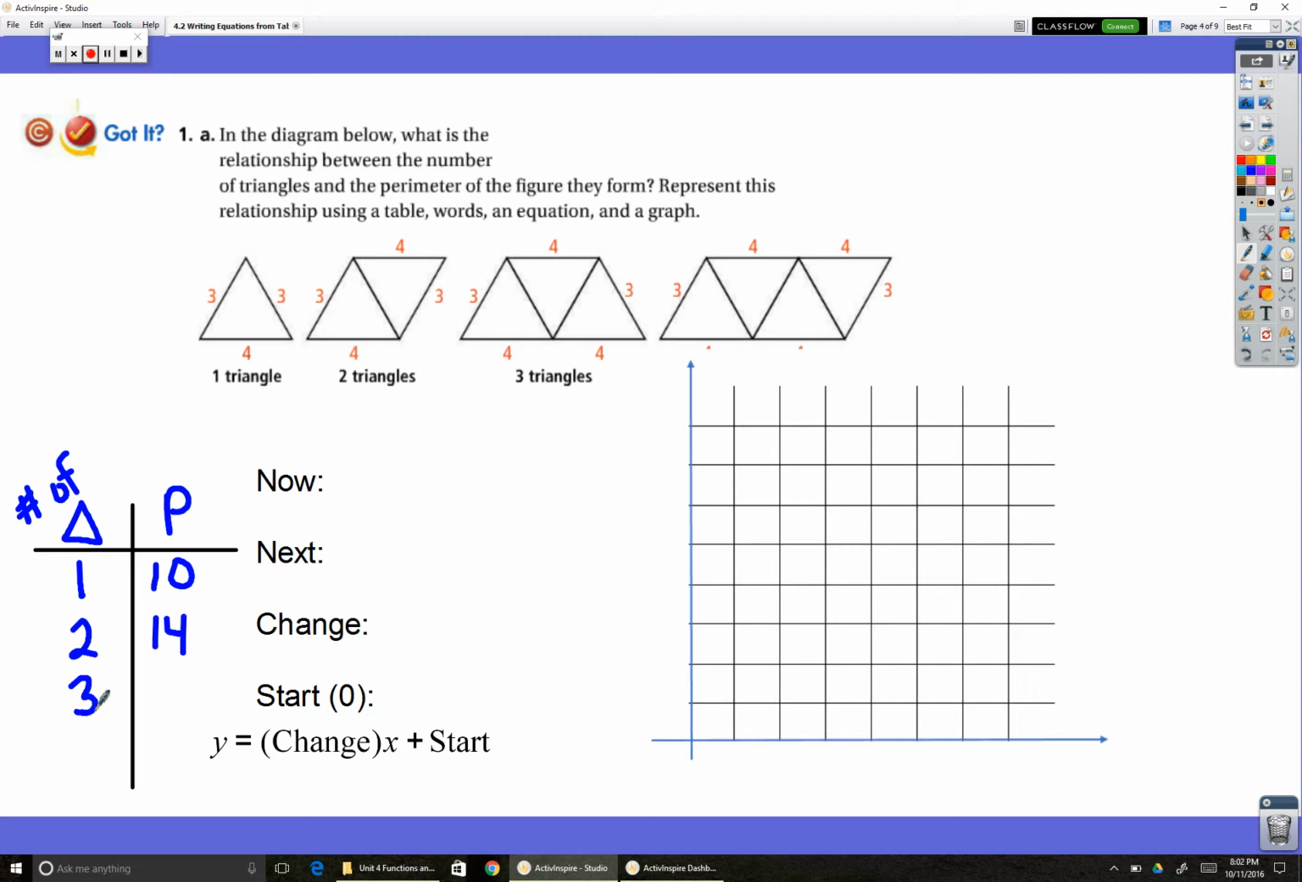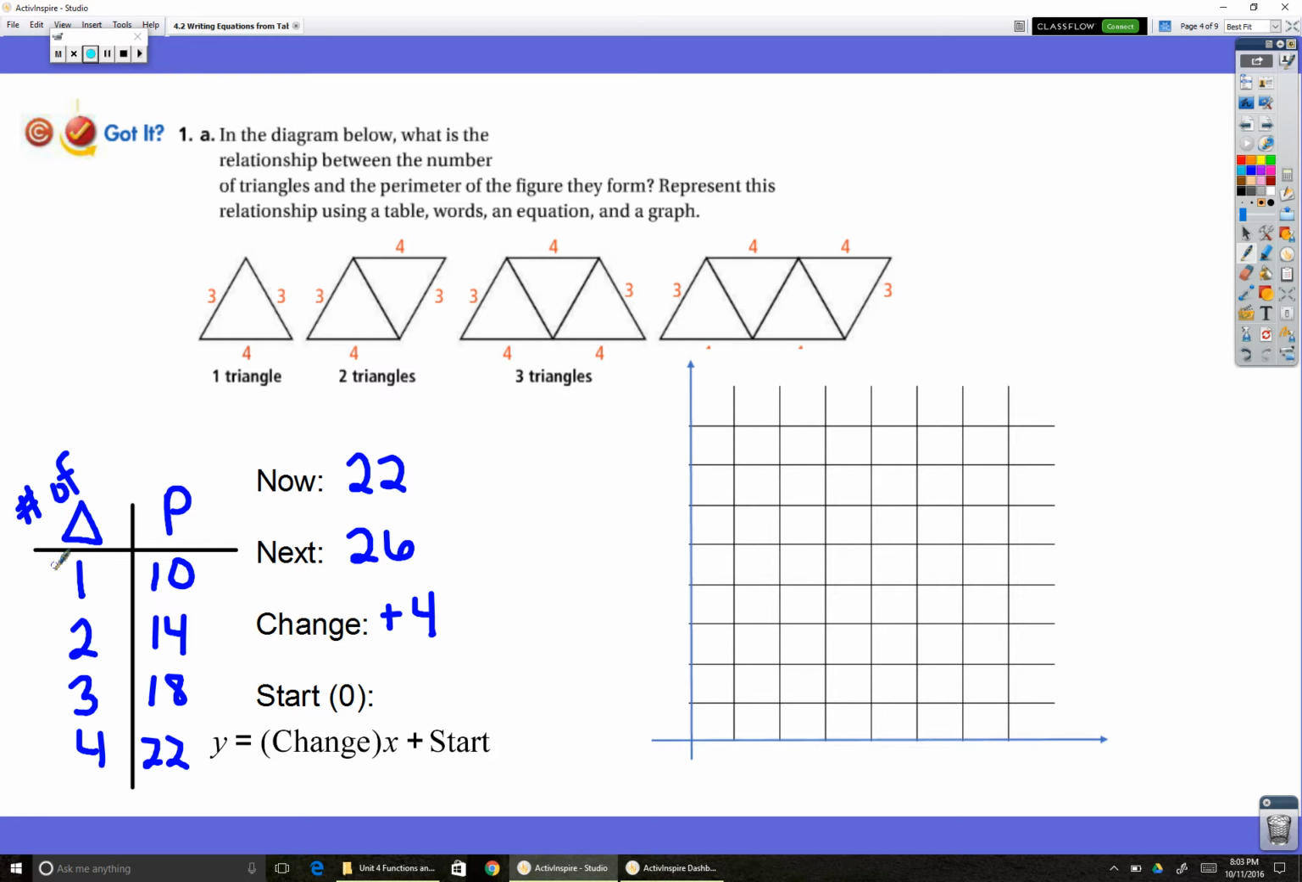For 3 triangles, I have a perimeter of 18. For 4 triangles, I have a perimeter of 22. So right now, my perimeter is at 22. If I were to go to the next value, you can see that my perimeter is going up by 4 each time. So adding 4 would give me 26. My change is plus 4. And my start is what it would be if I went backwards 1.